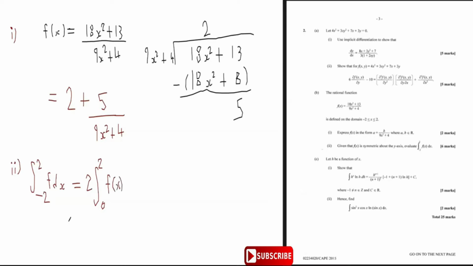For example, an example of a symmetric function is x squared. The quadratic graph x squared is symmetric. So since it's symmetric, the area between 0 and 2 is the same as the area from -2 to 0. That's all they're saying. So 2 times the integral from 0 to 2 of f of x dx. That's what we're going to have to evaluate.